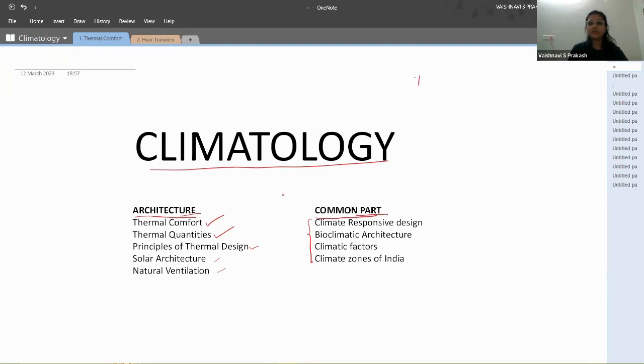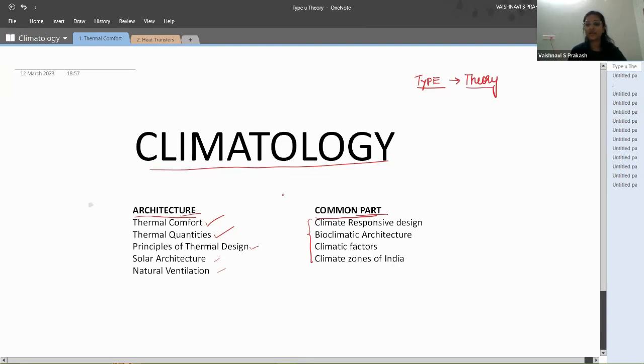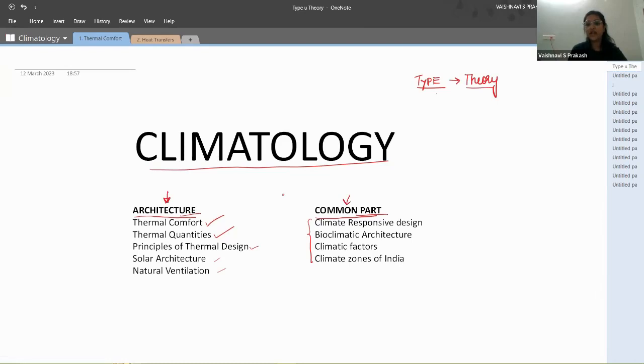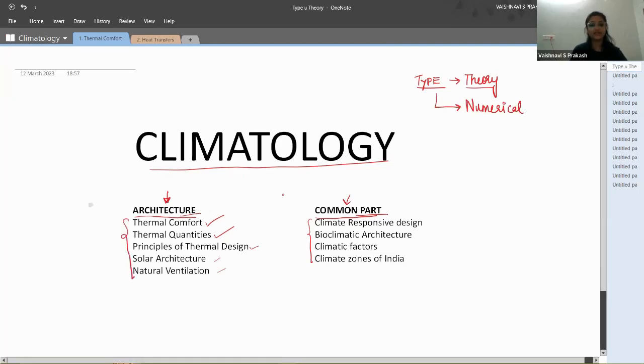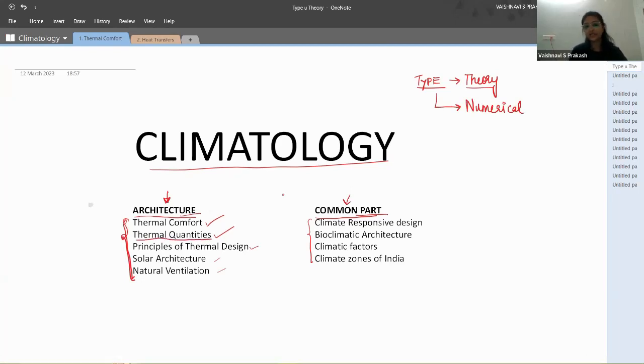As to the type of questions seen in GATE from climatology, you have theory questions. Theory questions are mainly seen in the common part, but there is also good weightage from the architecture part. And you also have numerical type questions. Numericals are mainly seen from the topics in the architecture part. The formulae, equations, and the units, you have to pay a little bit of attention to, especially things like thermal quantities. We'll try to cover that in the next session. And the numericals are quite easy.